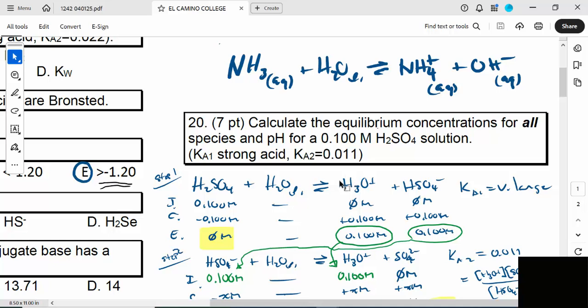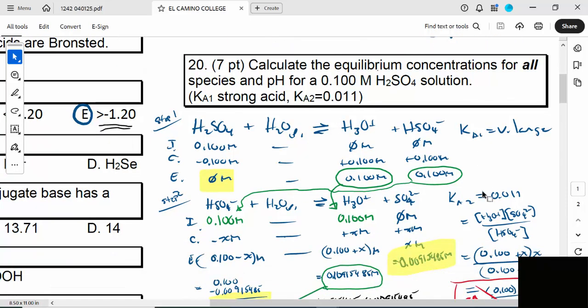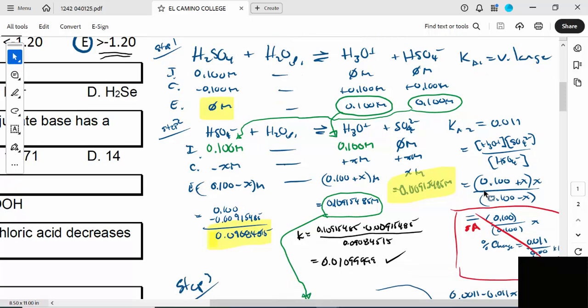For problem number 20, in step 1, I was looking to see if you recognized that K is very large. If K is very large, then that goes to completion. For step 2, I accidentally wrote Ka2 of .021 rather than .011, or 2.1 times 10 to the minus 2. But either way, I just went through the calculation, so it didn't matter which one you used, just as long as the setup is correct.